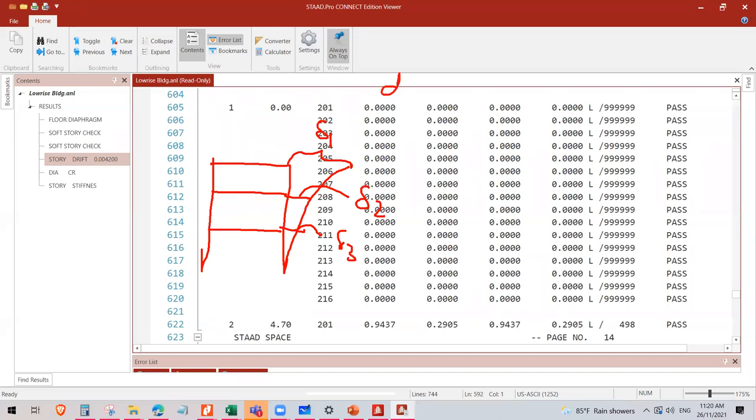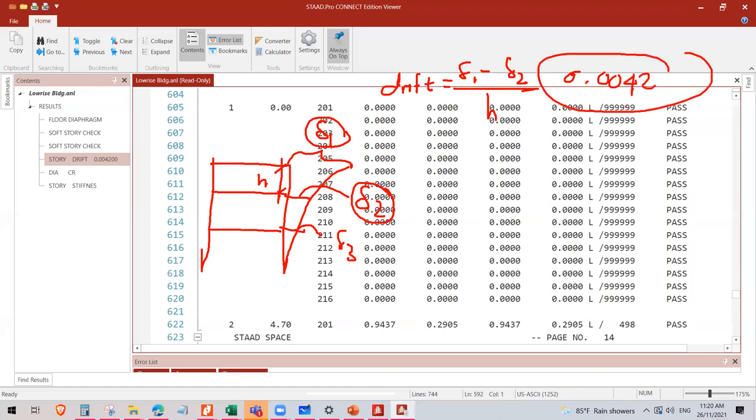Ano lang yan. The drift is basically, alam nyo na ito, no? Delta 1 minus delta 2 over H. Okay? Kukunin mo yung displacement na yan, ililess na yung dalawa, di-divide dun sa H, yung floor-to-floor height. And dapat, hindi nila ma-exceed yung 0.0042 na ratio. Okay?